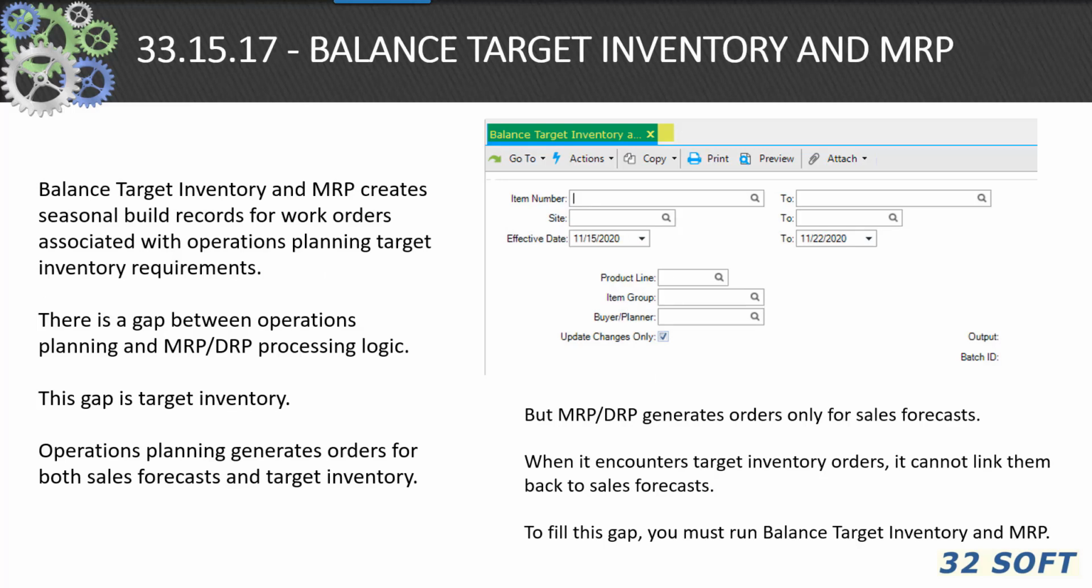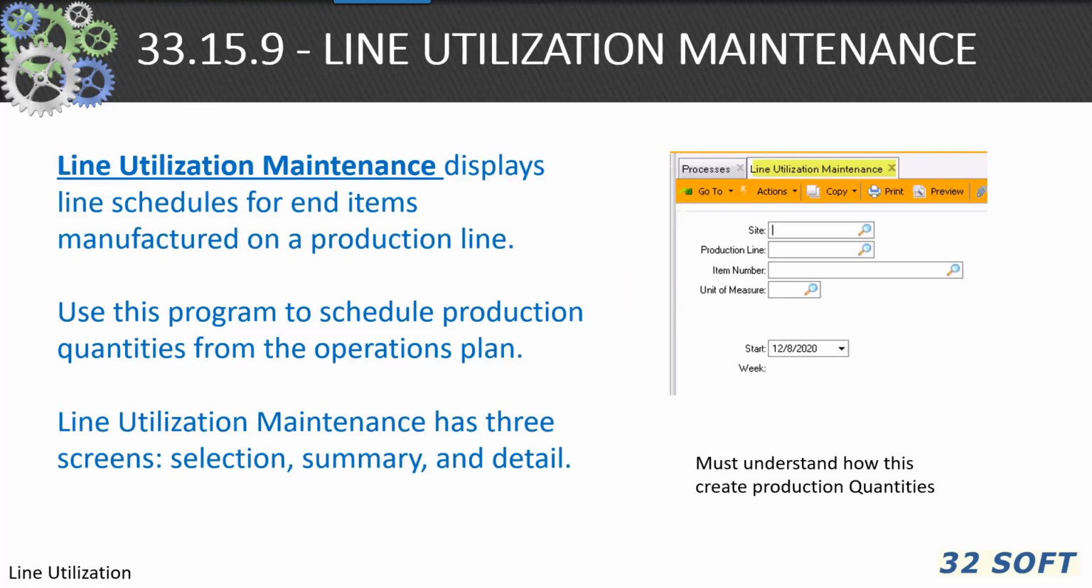33.15.17 balanced target inventory to MRP, there's a gap between the operations planning and DRP processing logic. The gap is the target inventory. Operations plan generates orders to cover both sales forecast and target inventory, but MRP, DRP generates orders only for the sales forecast. When you encounter target inventory orders, it cannot link them back to the sales. To fill this gap, you must run this balanced target inventory and MRP menu.